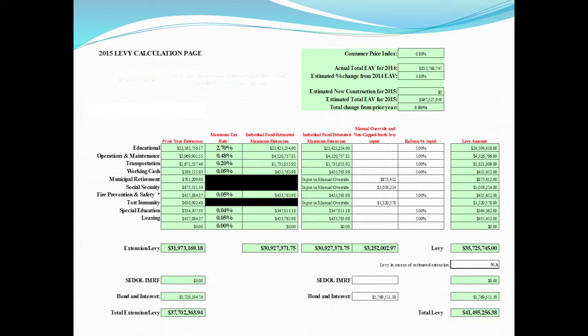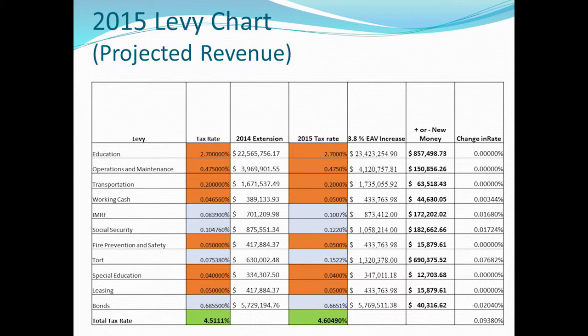This sheet is really what I use to calculate it, and there's a whole bunch of other sheets that go with it, but I wanted you to see it and I wanted to explain that example. And then this is the final chart, the 2015 Levy Chart projected revenue for 2016-17. It shows how much money we received in 2014 under the 2014 extension, and how much we're expecting to receive with the 3.8% EAV increase. And then it shows how much new money we're expected to get in each one of those funds and how much the tax rate increased or decreased for each of those tax levy funds.